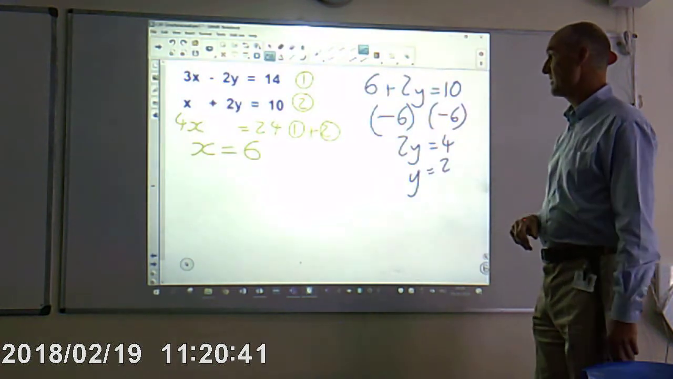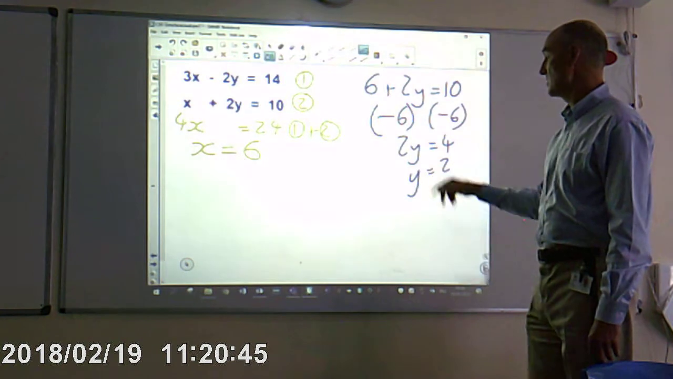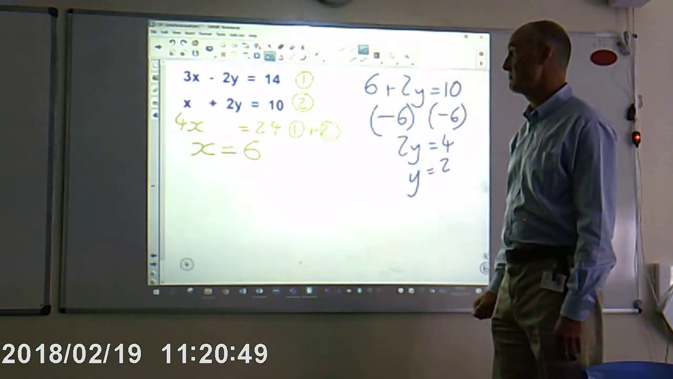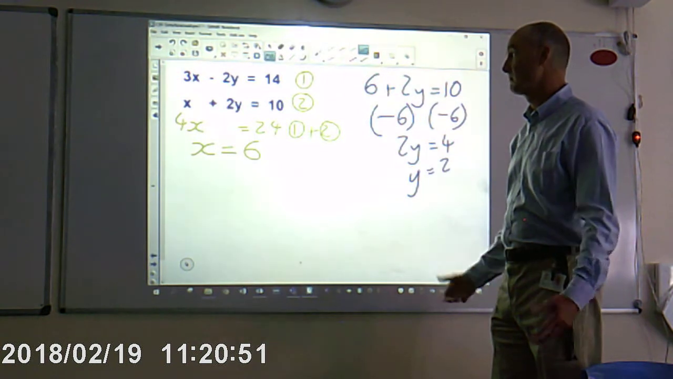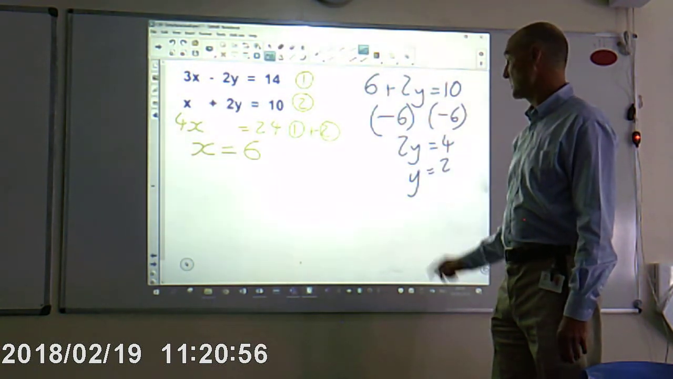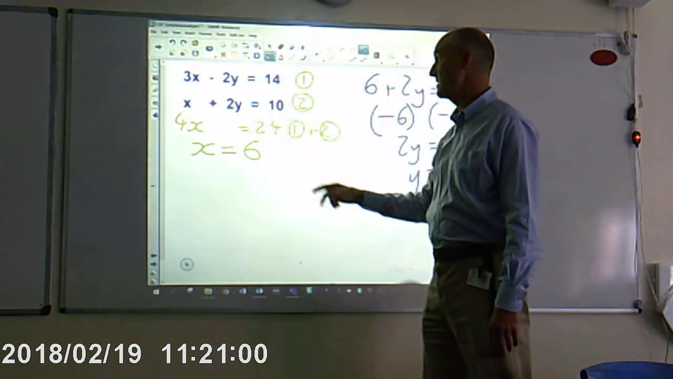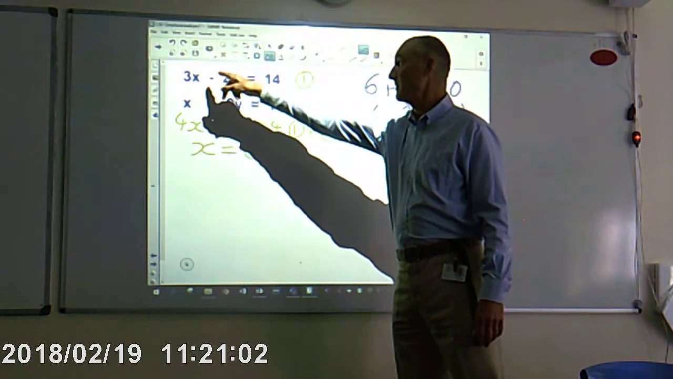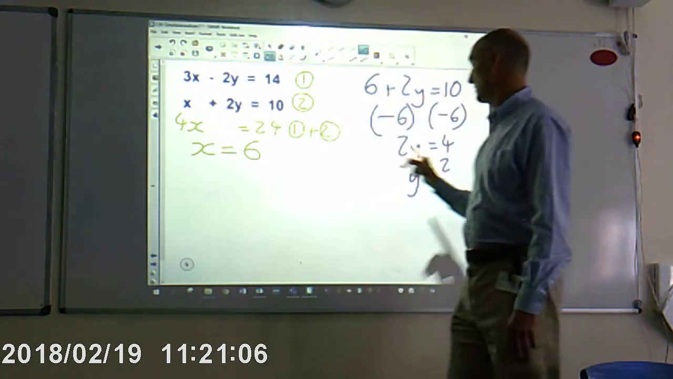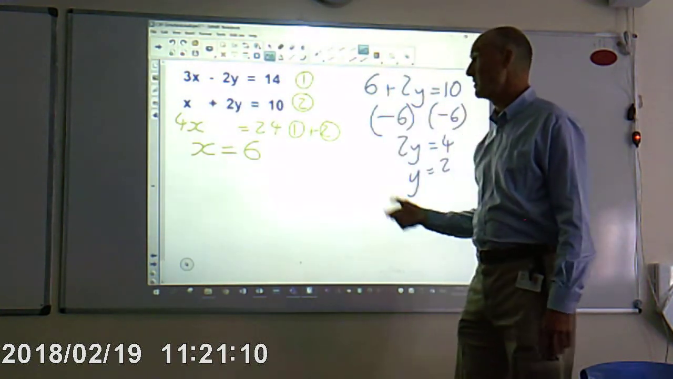Have I got two values, one for my x, one for my y? Yep, I've got y equals 2, I've got x equals 6. Have I done what I've been asked to do? Yeah, I've done that. Absolutely fine, no problems at all. We can substitute those values back in. We could substitute them into equation 1 here. 3 lots of x, 3 lots of 6 is 18, 2 lots of y is 4, 18 take away 4 is 14, so it does actually work again.